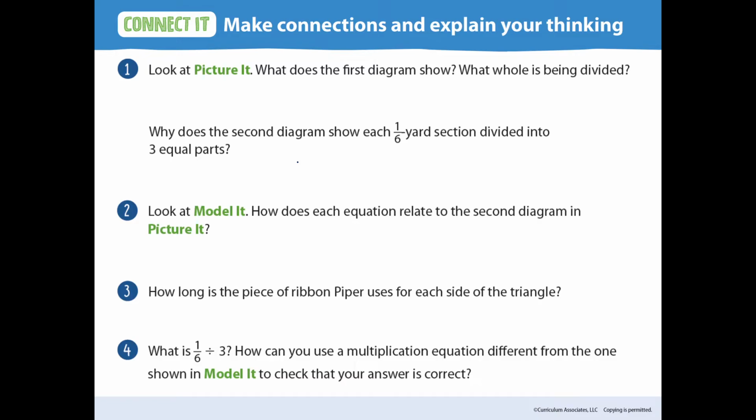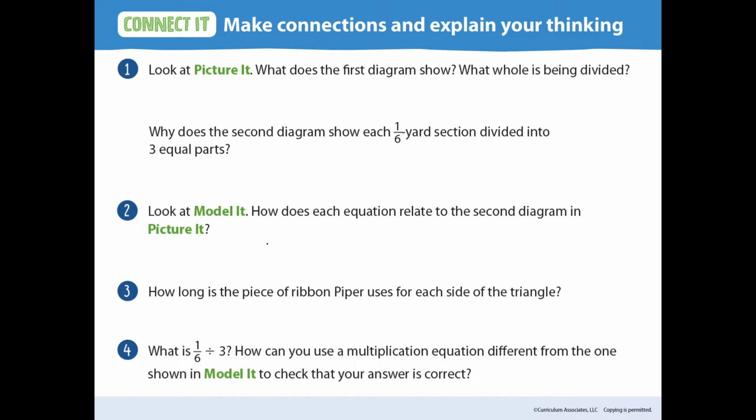Number 2, look at Model It. How does each equation relate to the second diagram in Picture It? Well, the division equation shows that the 1/6 yard of ribbon is divided into 3 equal parts, just like in Picture It. The multiplication equation shows that you're finding 1/3 of 1/6 of a yard. So if I am writing 1/3 times 1/6, that's the same as writing 1/3 of 1/6. Each part in Picture It is 1/3 of 1/6 yard.